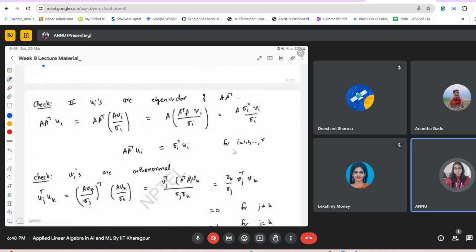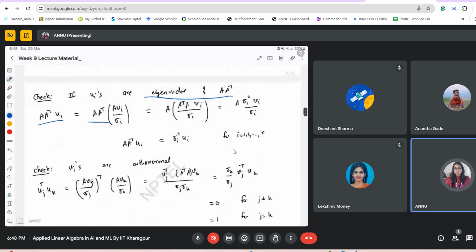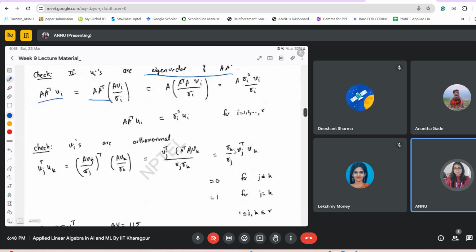If the u_i are the eigenvectors of A A transpose, we can calculate them like this. But in both cases, you don't need to calculate the eigenvectors for both matrices, A A transpose and A transpose A. The best way is to first calculate for one matrix, that is V, then calculate for the other matrix. Because if you do it for both, it will take double the time.